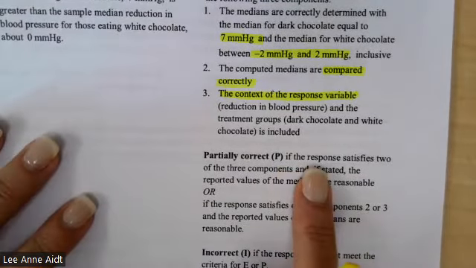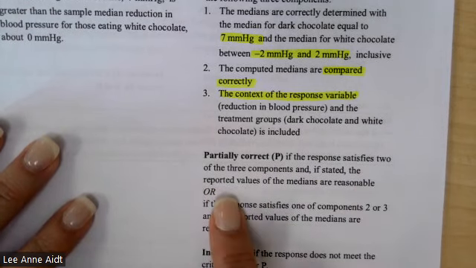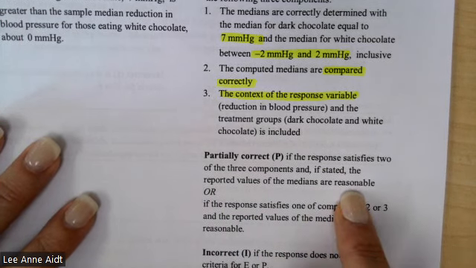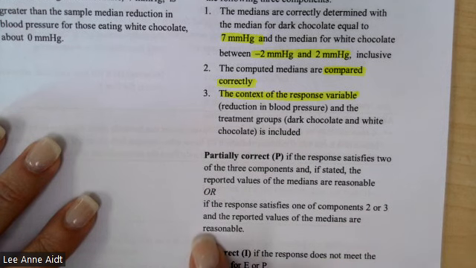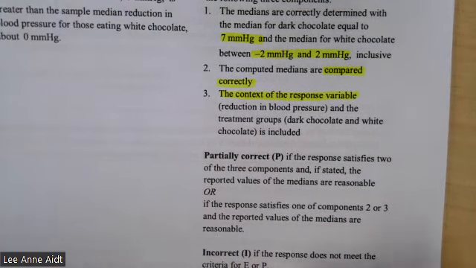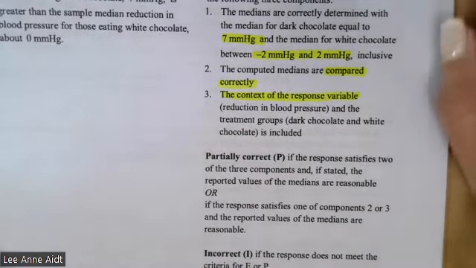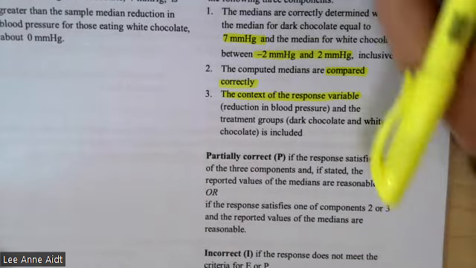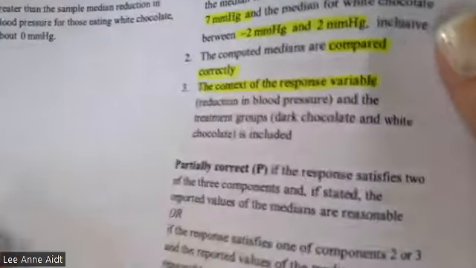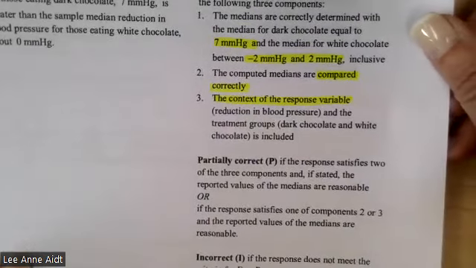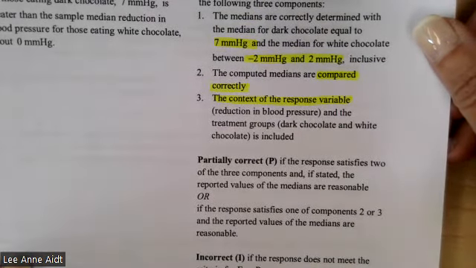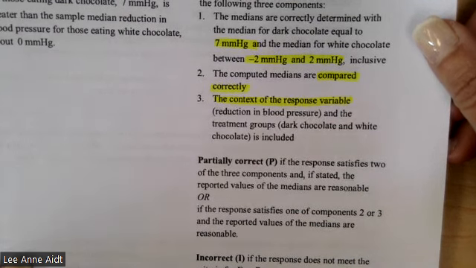Okay. If you got 2 of the 3 components and the reported values of the medians are something reasonable, you could get a P. Or if you get components 2 and 3, wait, one of the components 2 or 3 and the medians are reasonable, you can get a P. So you basically do nothing on a 7th grade problem and get a P. Awesome. So for that, if I don't compare the medians, I just take them out to do. Correct.